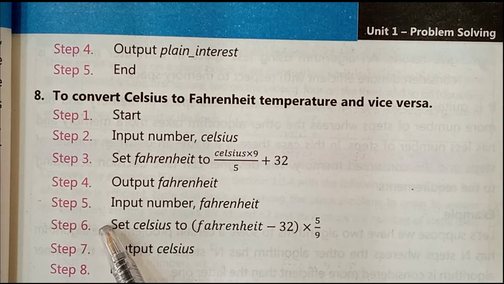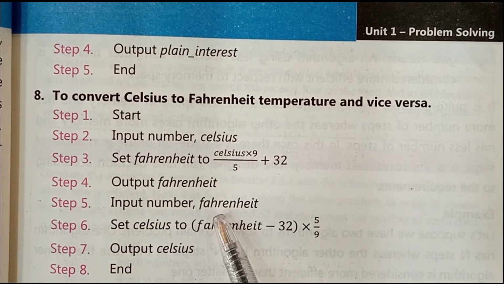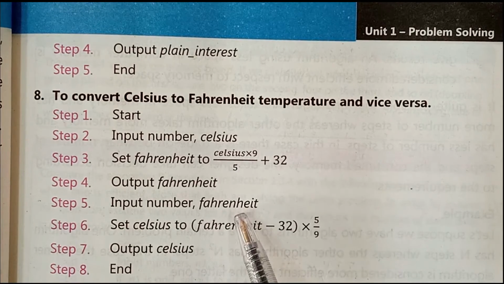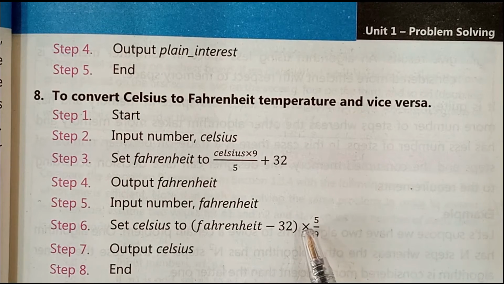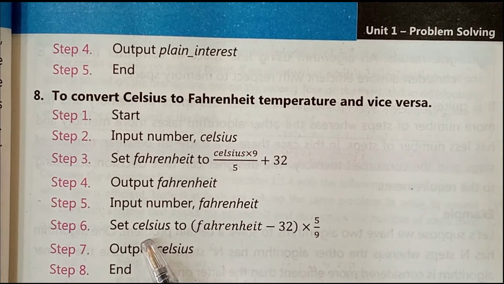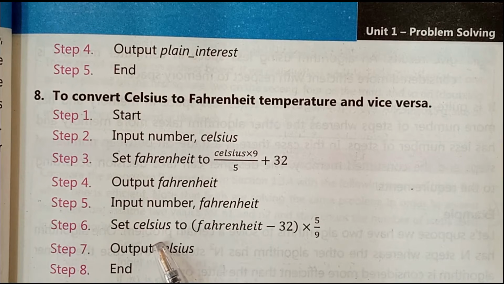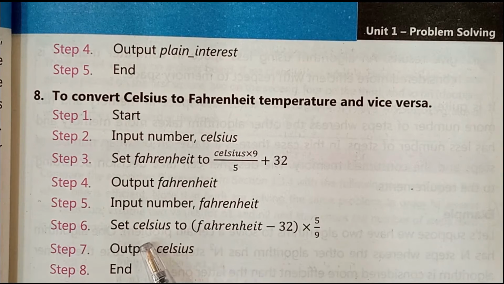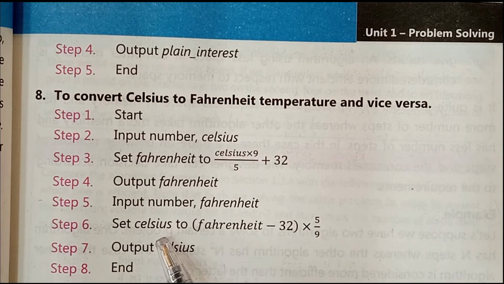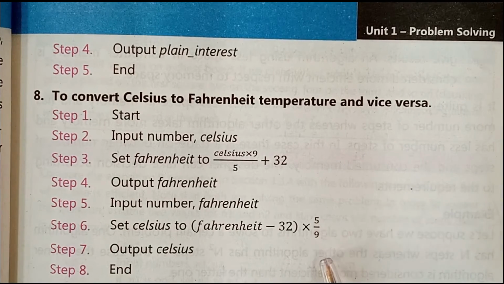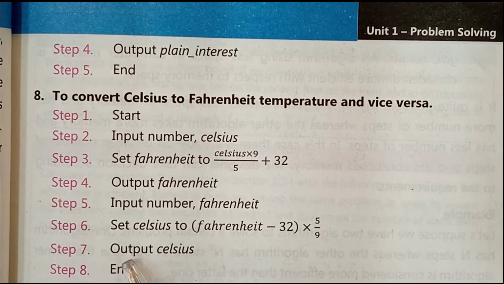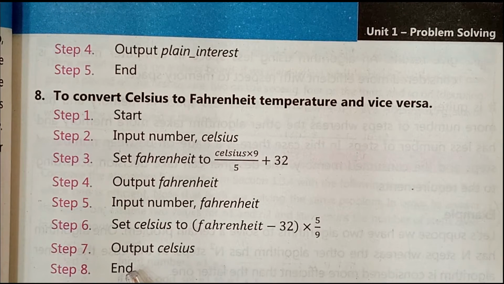Now in step number 5 we have again input number Fahrenheit, because we have to convert Celsius to Fahrenheit temperature and Fahrenheit to Celsius. In step number 6, set Celsius to Fahrenheit minus 32 multiplied by 5 divided by 9. As we have to find the formula of Celsius from Fahrenheit, we assign the formula to the computer memory: Fahrenheit minus 32 multiplied by 5 divided by 9. In step number 7 we give the output of Celsius, and in step number 8 the algorithm is going to end.